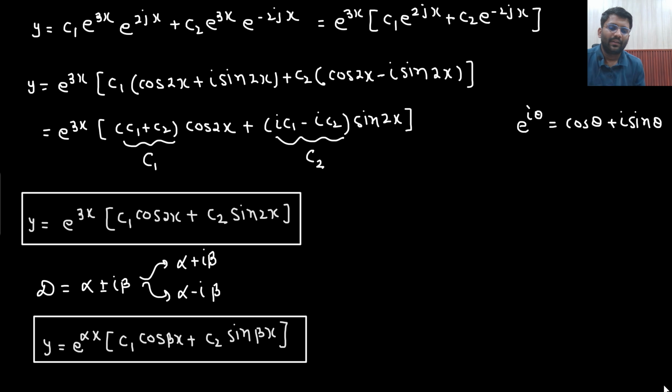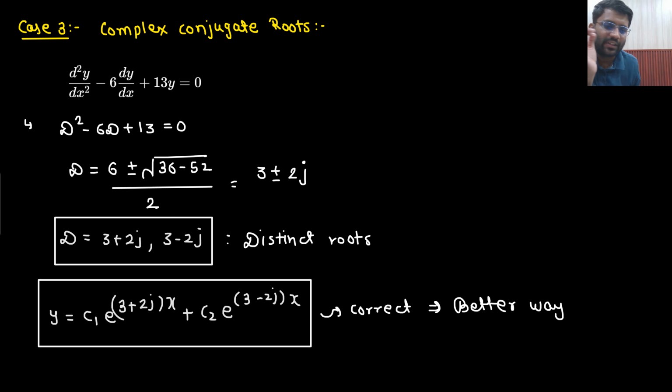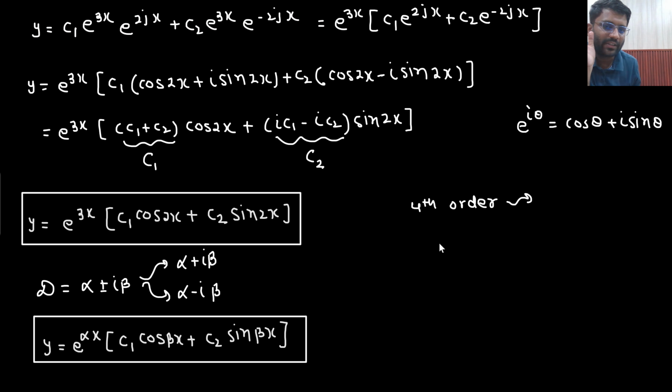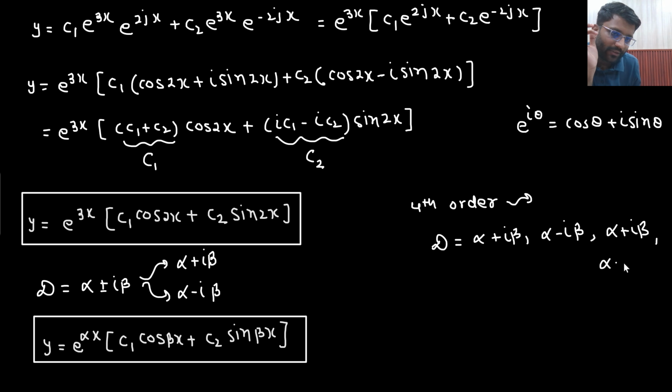Now, if I ask you one question: I solve a differential equation. It is a fourth order differential equation. Although this is a separate topic and we will see it later, I am still asking you. I solved the differential equation and I got my roots as alpha plus i beta, alpha minus i beta, alpha plus i beta, alpha minus i beta. That means alpha plus i beta is repeated and alpha minus i beta is also repeated. Repeated roots I am having. What does that mean? That means alpha plus minus i beta, alpha plus minus i beta.